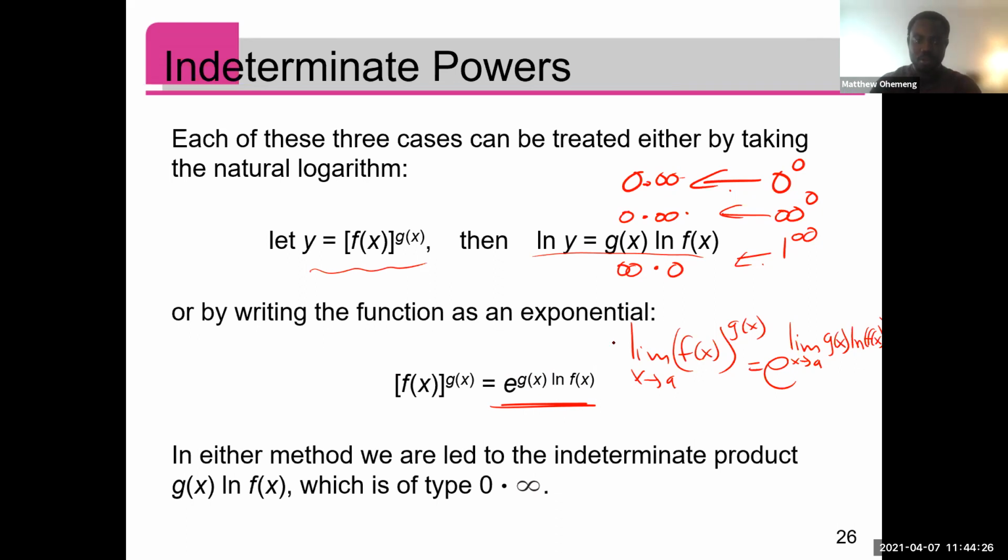So that's one thing you have to note. That's why this is saying, in either method, we are led to the indeterminate product g of s times ln of f of s, which is 0 times infinity. Okay.